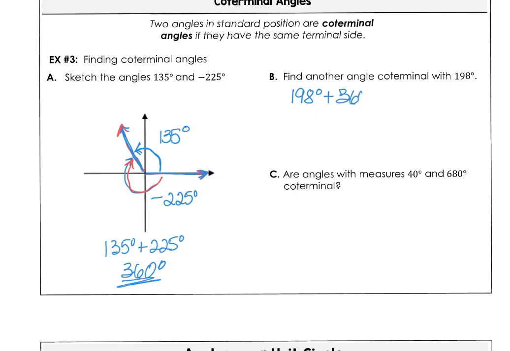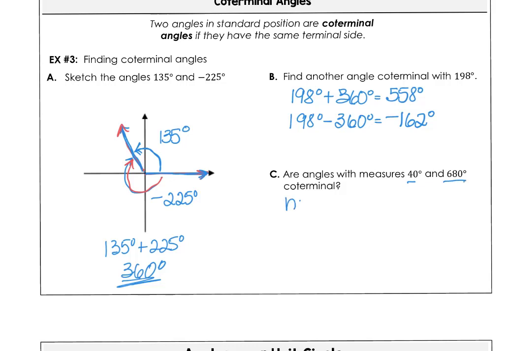One by adding 360. So 558 is coterminal to 198. And we can also go in the clockwise rotation and subtract 360. So negative 162 is also coterminal to 198. And then part C, are angles with measures 40 and 680 coterminal?